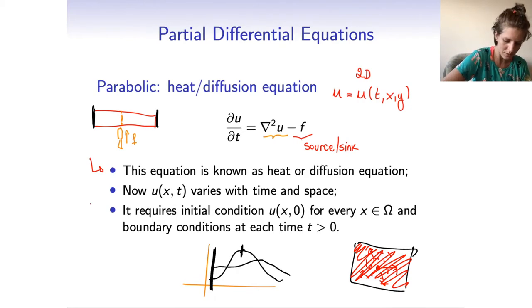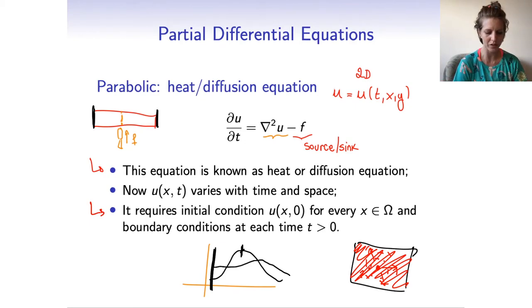So this equation requires initial conditions at the initial time t equals 0 for every spatial point in the domain, and the boundary conditions at each time t bigger than 0. We will still define it mathematically in a better way. It's just for you to have an idea.